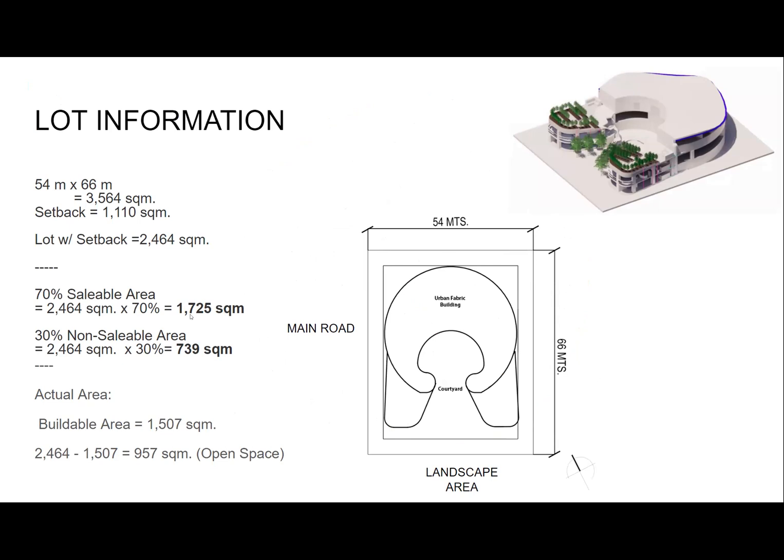So our saleable area is around 1,725 square meters, and the non-saleable area is 739. In our previous artist study, it's fine if the actual area isn't exactly the goal for the area. So the buildable area is 1,507 square meters, and the open area is 757 square meters.